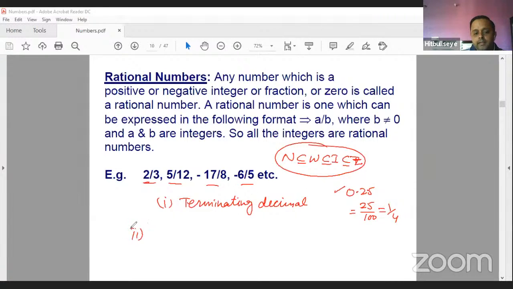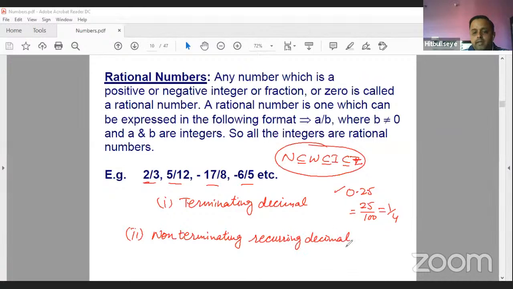The second category is when you have a non-terminating decimal. Non-terminating, recurring decimals. The word recurring should be there also. Recurring means a repeating decimal.